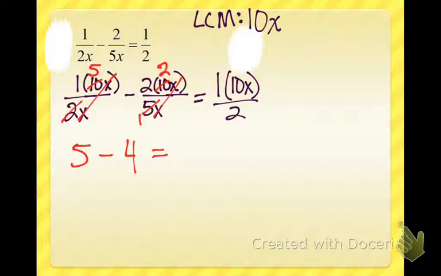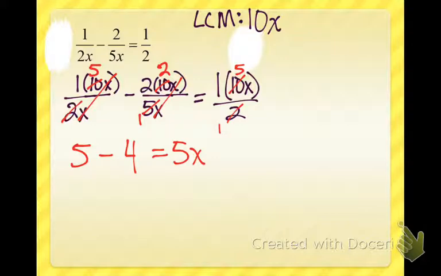What can reduce on my last part? 10 and 2. 10 becomes a 5. 2 becomes a 1. So what are we left with? 5x. Questions about that step?